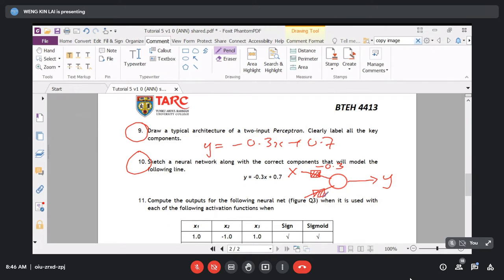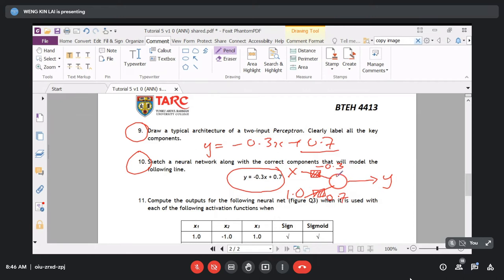Anyone want to try to get your brain cells working? Xinxian, for example, maybe you can try. So what value should I put here? You can see this is a constant. So one way is I can fix this to be 1.0, always 1.0, tie it to a 1, and then this one will be 0.7. So with this, I model my perceptron to actually model this particular linear function.